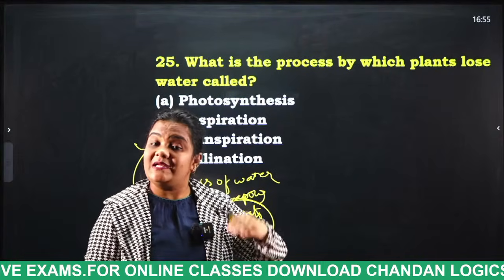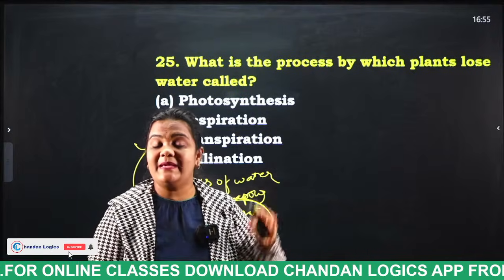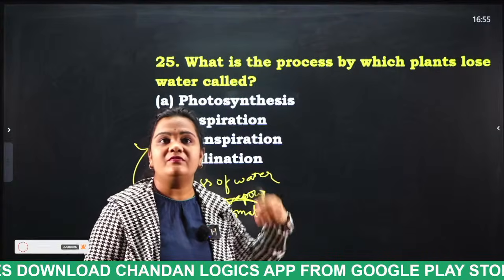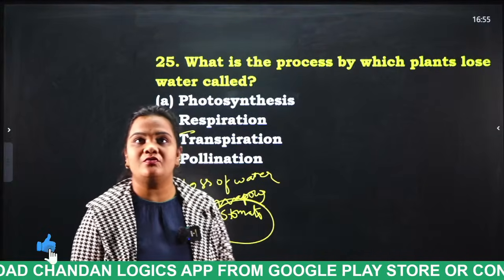Due to the release of which hormone, students? ABA, abscisic acid. Okay, so that is a different thing we will discuss in the upcoming sessions, don't worry.